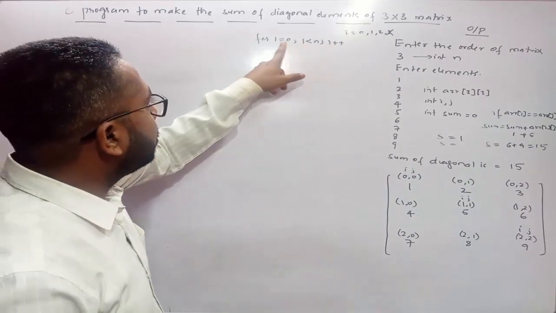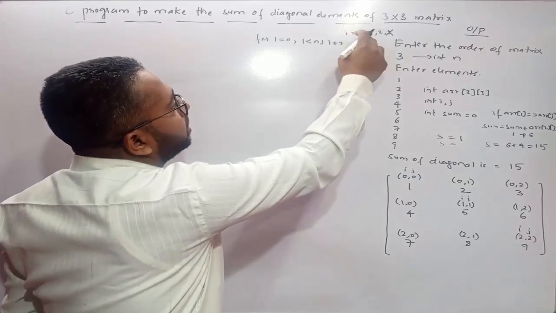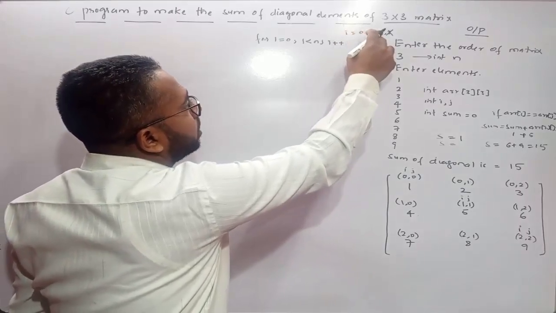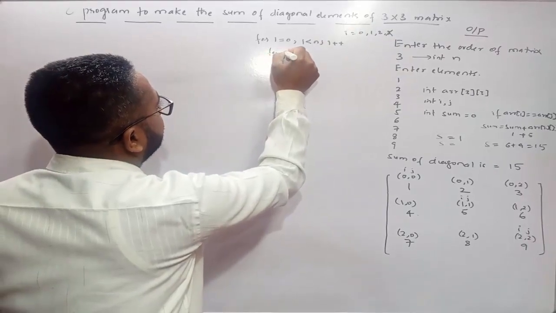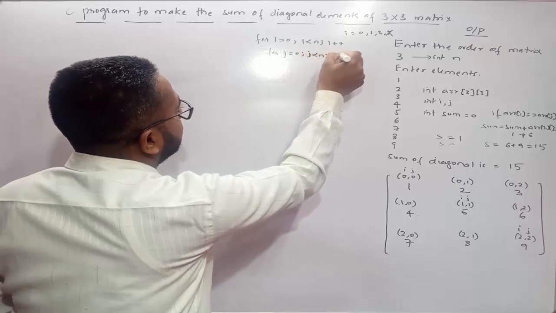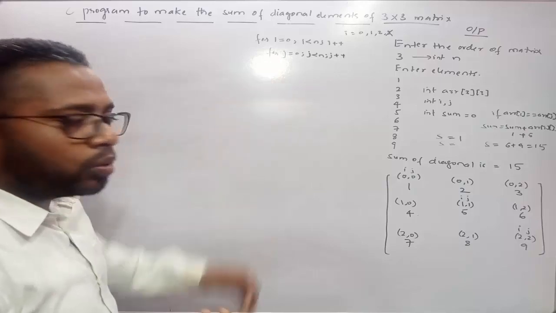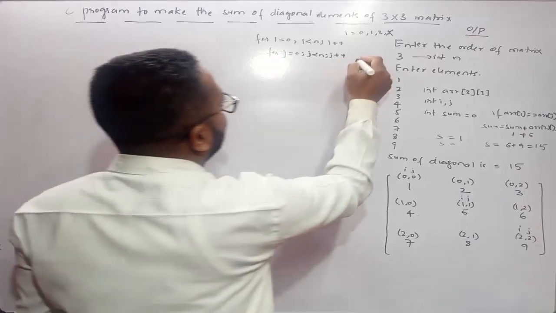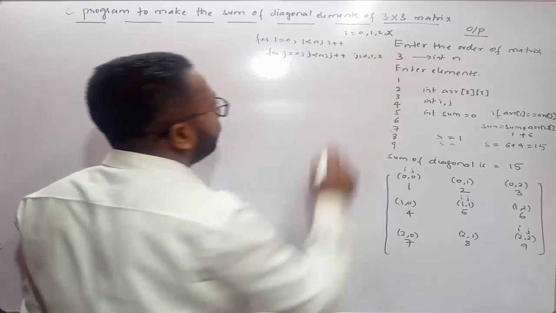That's why the i loop gets executed only for these three values, i equals 0, 1 and 2. Next, this j loop: j equals 0, j is less than n, j plus plus. So again, similarly, the j loop also gets executed for the values of j equals 0, 1 and 2.